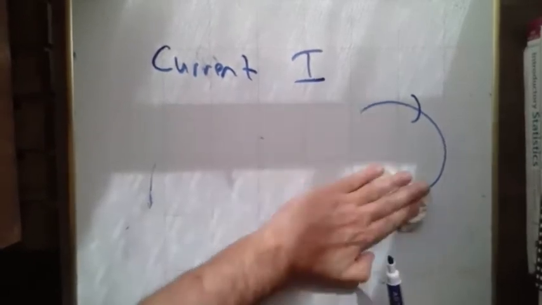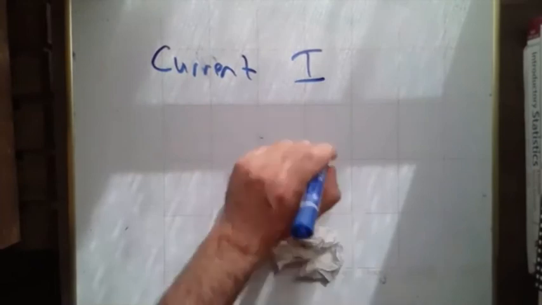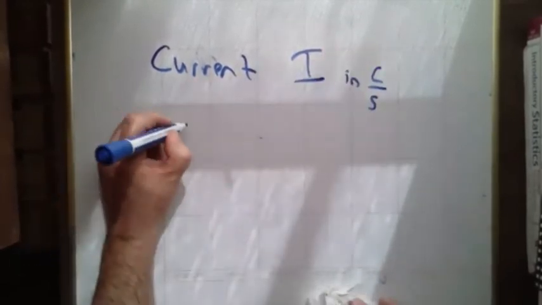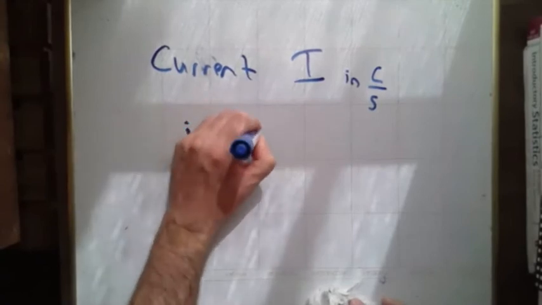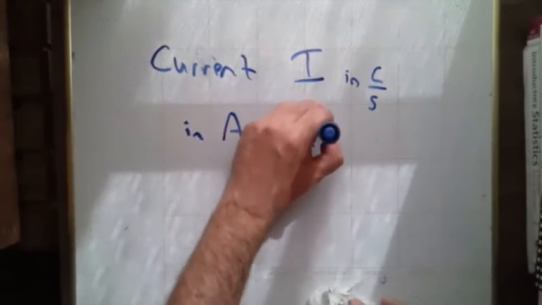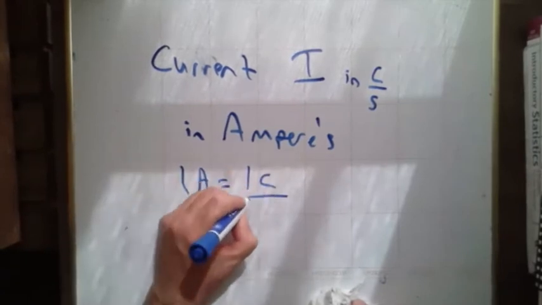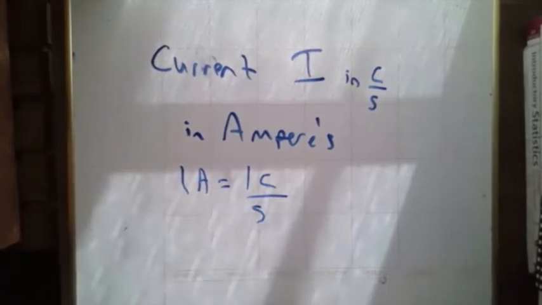It's measured in coulombs per second, which we call amps or amperes. So 1 amp is 1 coulomb per second, named after the physicist Ampere.